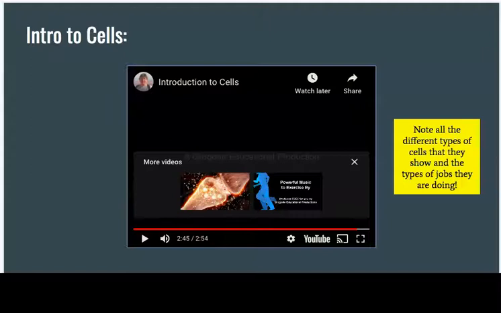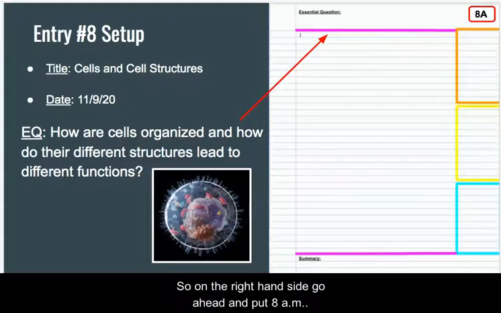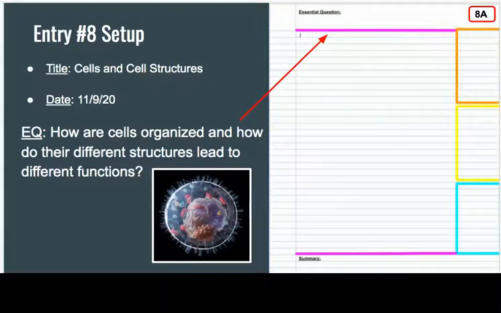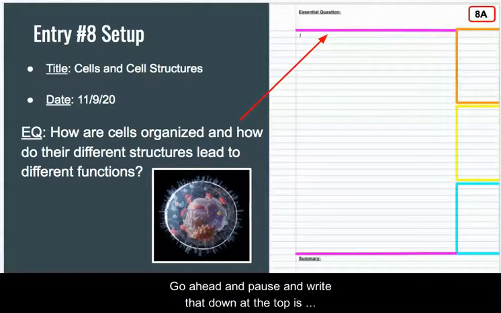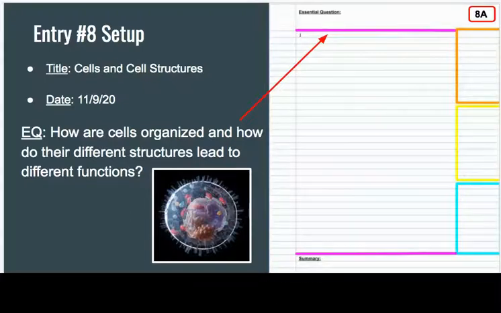So in your notebook, on the very next fresh entry, we are going to do entry 8 today. So on the right-hand side, go ahead and put 8A. And our essential question, go ahead and pause and write that down at the top, is how are cells organized and how do their different structures lead to different functions?